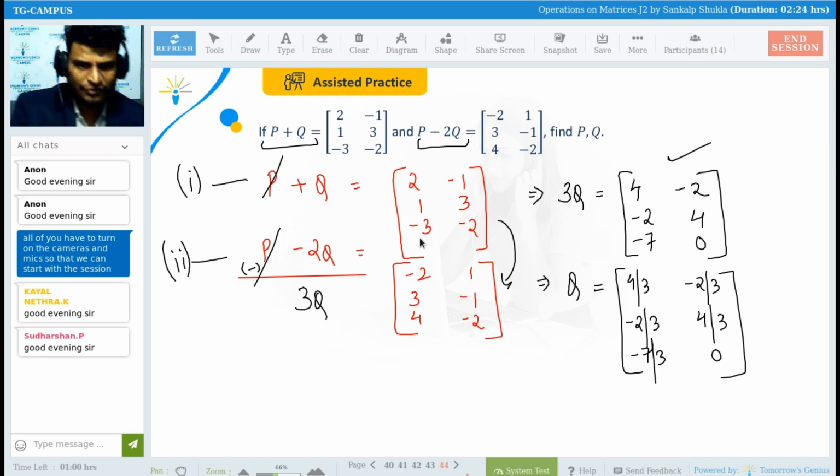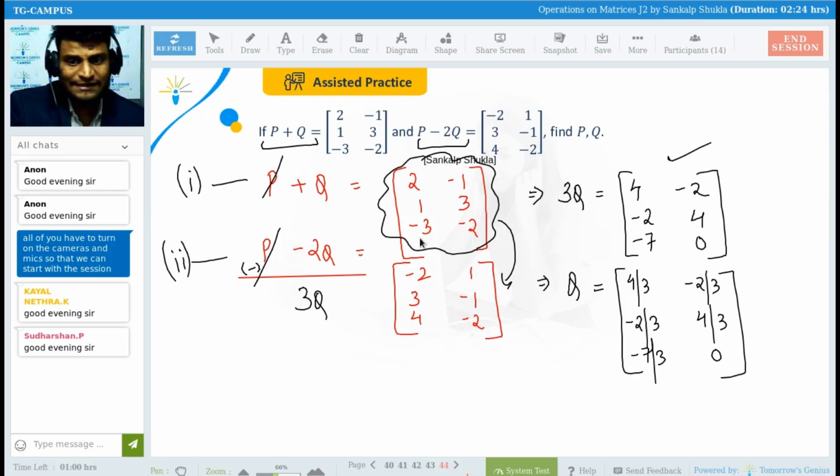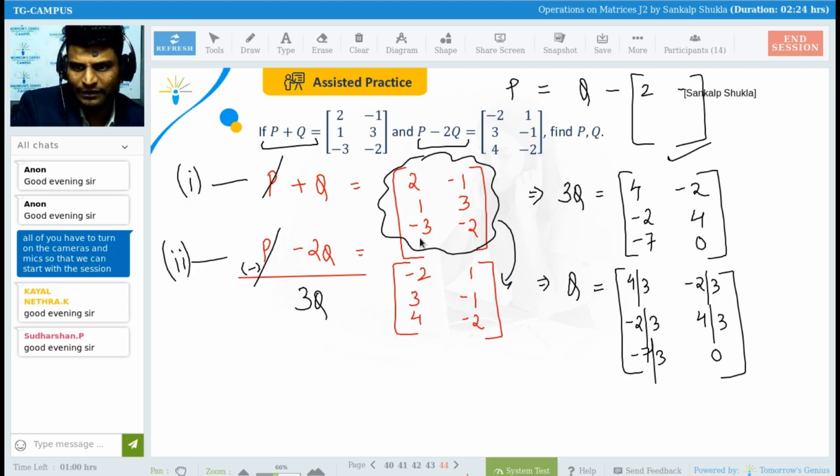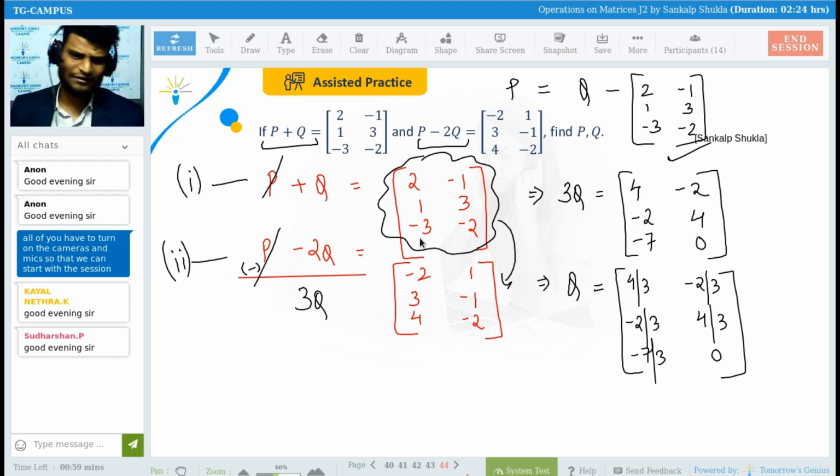Now because I have q, I know that p plus q is this matrix. So I can easily find p also using this matrix minus q. I know that p will be this matrix, that is 2 minus 1, 1, 3 and minus 3 and minus 2, minus q. I already have q with me, so I can do the calculation and find the value of p also. Yes, this question is also clear to you? Everybody, this question is clear?